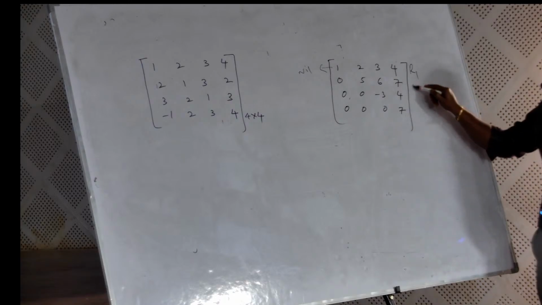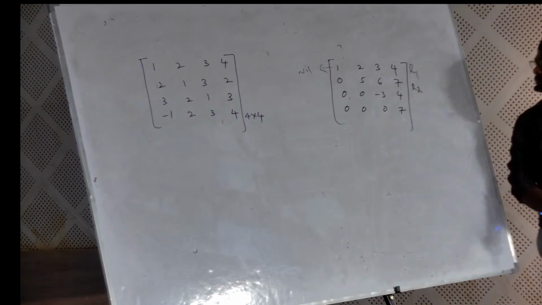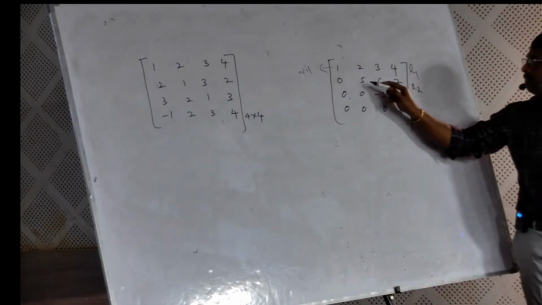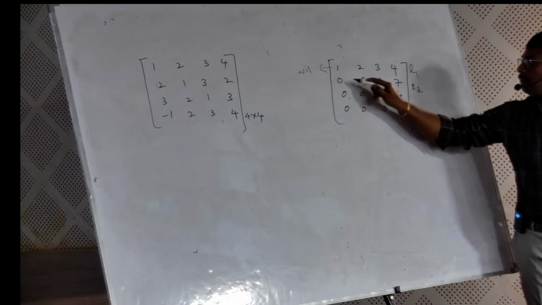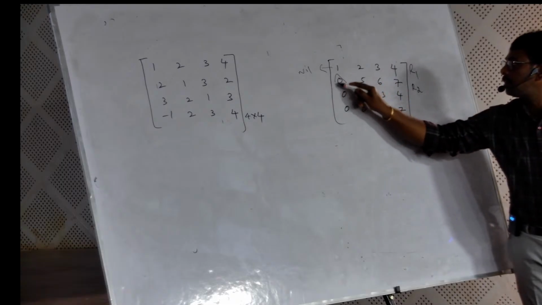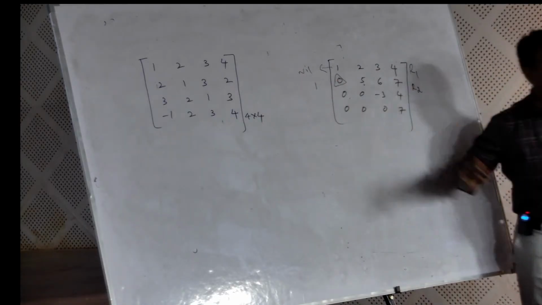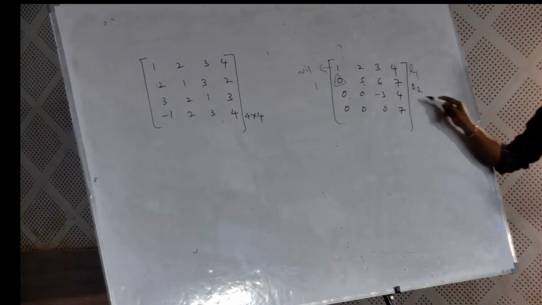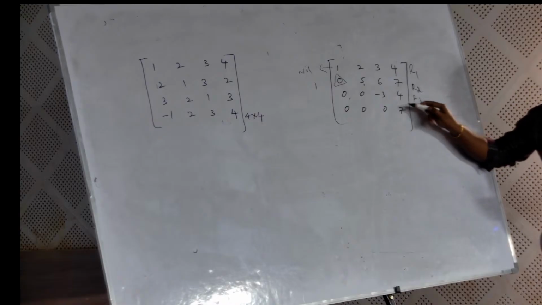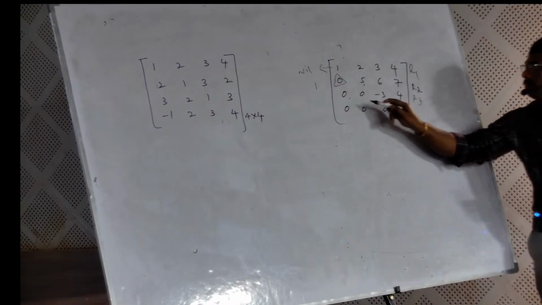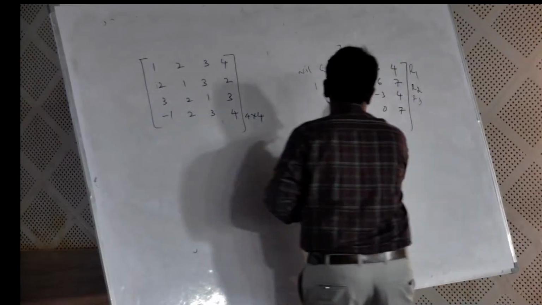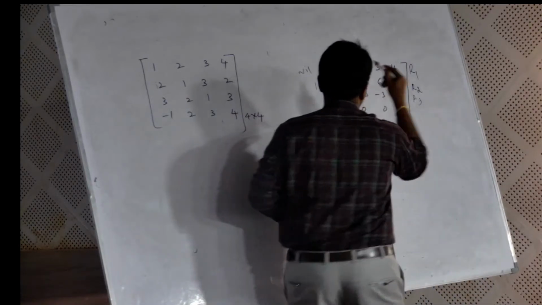So move your concentration to the next row. Once again identify the first non-zero element. What is the first non-zero element? 5. So before 5, how many zeros? 1 zero. Increased. Okay. Same speed, same spirit. Can you please identify the first non-zero element in the next row? Before -3, how many zeros? Excellent.